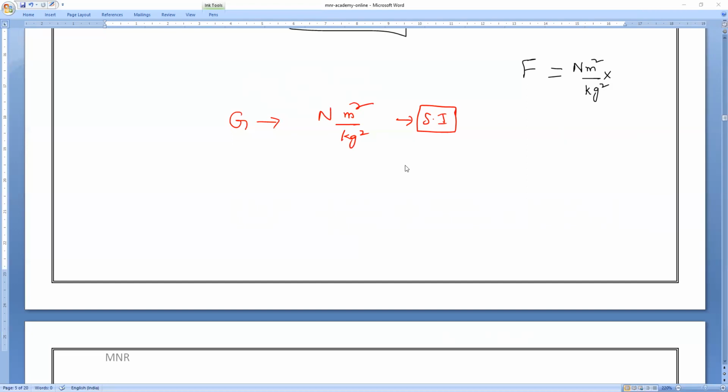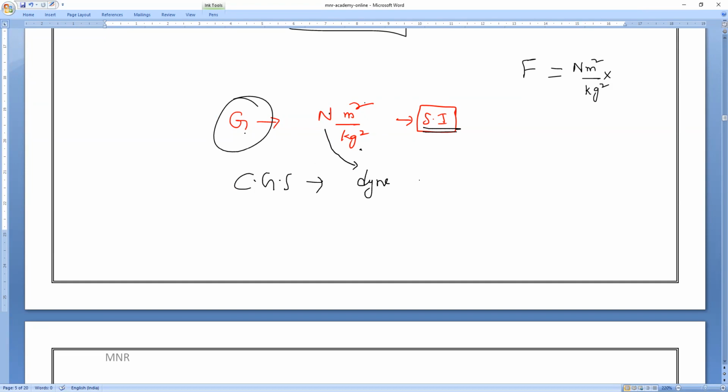And Mr. Newton could not find the G value. See that, the SI unit of G is Newton meter square per kilogram square. What about the CGS unit? That is very important. What is the CGS unit of force? Dyne. All of you, write it.